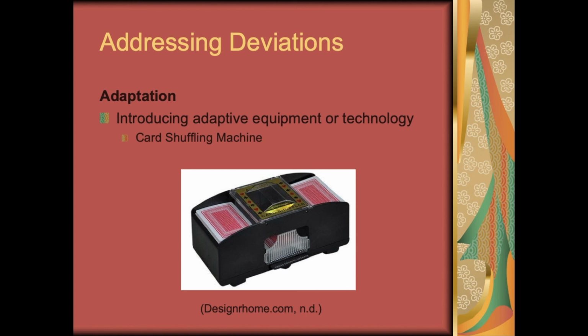As occupational therapists, we also may need to introduce adaptive equipment or technology to adapt tasks when necessary. If playing cards is a meaningful activity but shuffling is unable to be performed due to pain or physical limitations, an occupational therapist may suggest utilizing a shuffling machine as shown below.